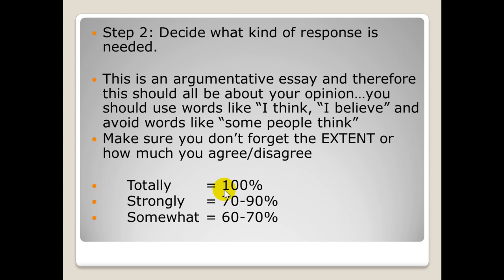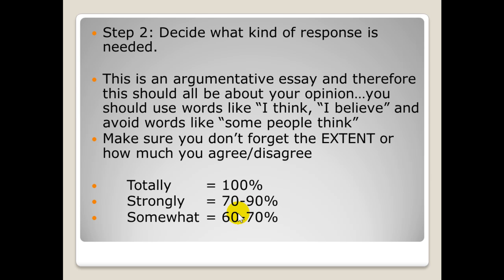If we want to cover both sides of the argument, in other words, give reasons why we agree, but also give reasons why we disagree, this is called a concession, and it's often signaled by a word like however or nevertheless. Then we could use strongly. In this case, whichever side we support would be about 70 to 90%.